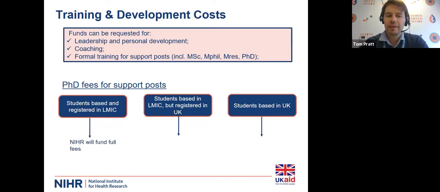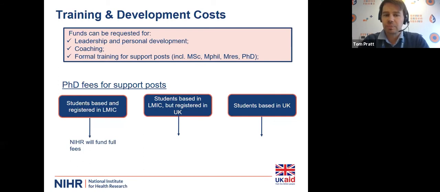So the first one will be if a potentially a PhD student based in a low middle income country and registered for a PhD in a low middle income country, then NIHR would fund the full fees for this, and we'd just need copies of the requested fees from whichever university the PhD is registered with.